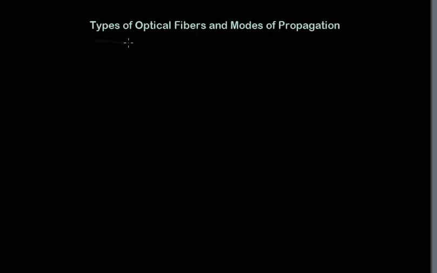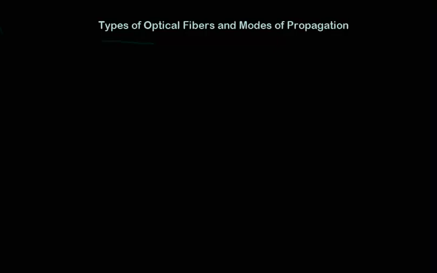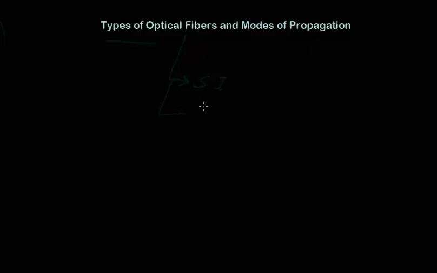Here we'll discuss types of optical fibers and their modes of propagation. So, on the basis of their geometry, there are two types of optical fibers, step index and graded index. And on the basis of their modes of propagation, there are two types again, single mode and multi-mode. So let's have a look.